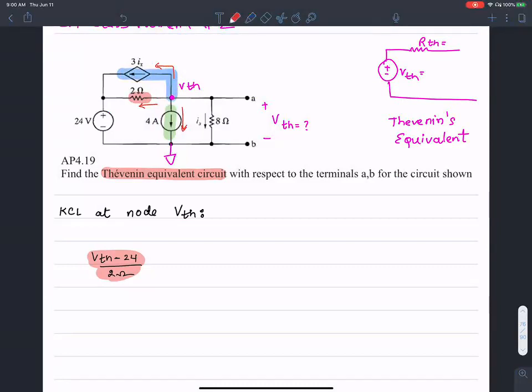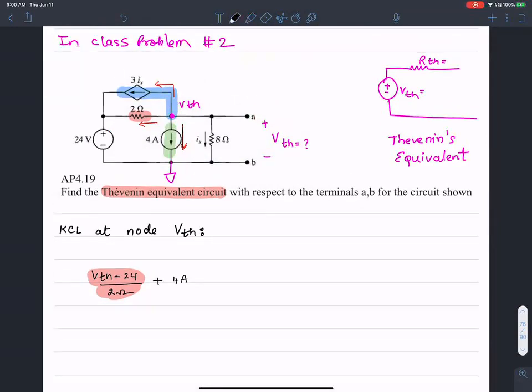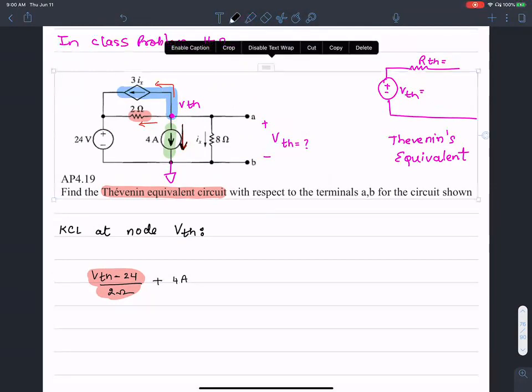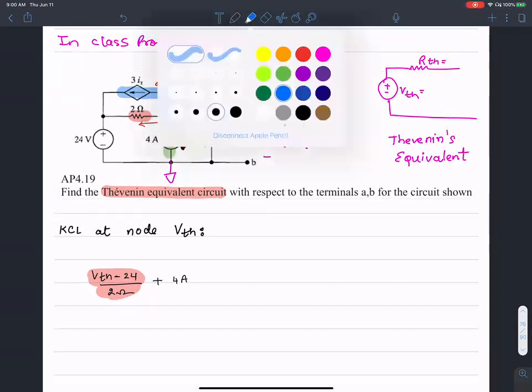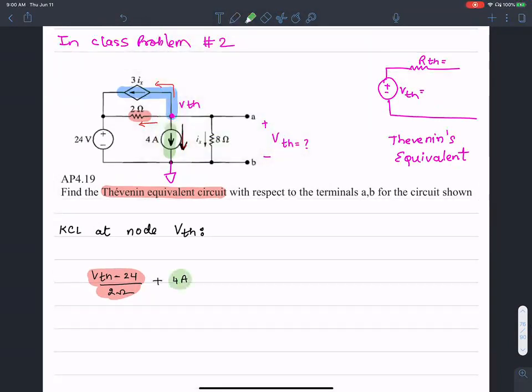Let me write down the second one. The second branch of current is 4 amperes. I chose a direction of going down, and that aligns with the current source here, so I include a positive sign. That's the current right here, color coded in green.